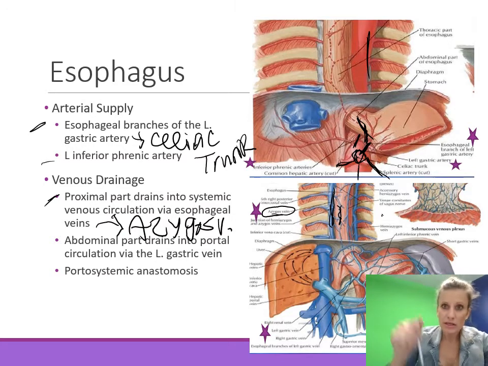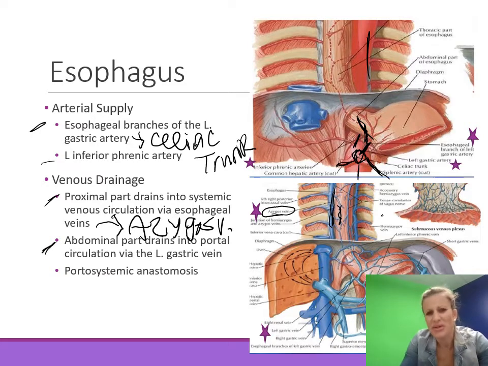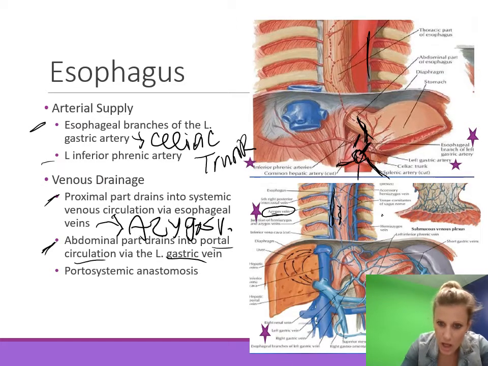The inferior distal portions of the esophagus that are located down in the abdomen, which is really what we're focusing on right now, drain into the hepatic portal vein, and this is via the left gastric vein. So kind of like the opposite of the arterial blood flow. So you could see here the left gastric vein flowing into the hepatic portal vein.